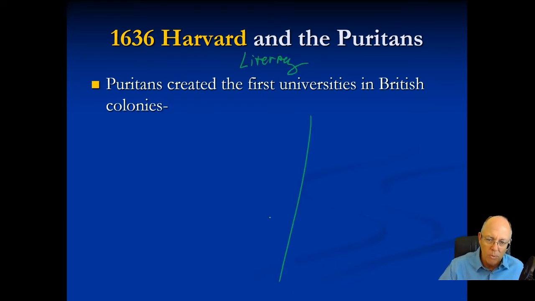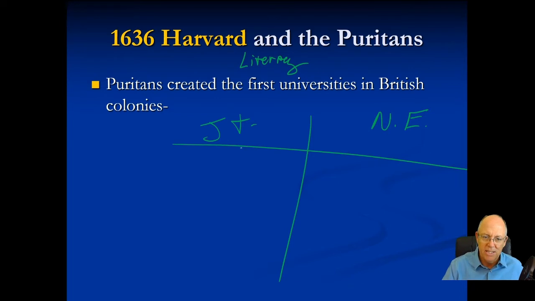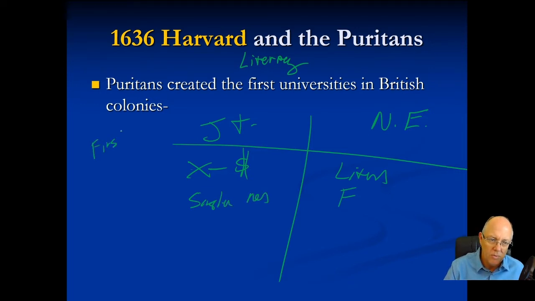Remember, we're comparing Jamestown and, say, New England. And guess what you're going to see is here they're going to focus on literacy. They don't care about literacy. Here they care about money. Here they're going to be families. Here they're going to be single men. And this is for the first 50 years. Here they're going to be highly religious. Here, not so much religious like here.